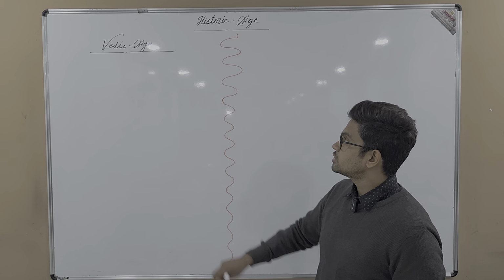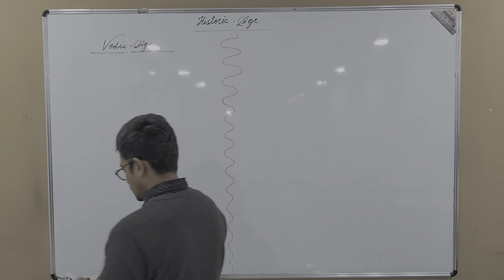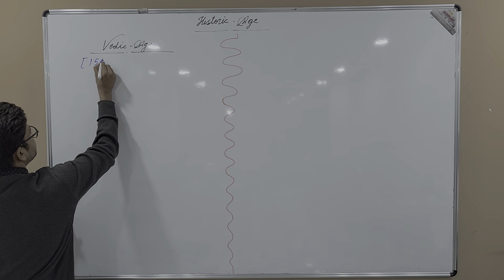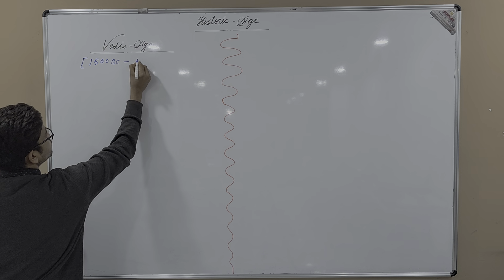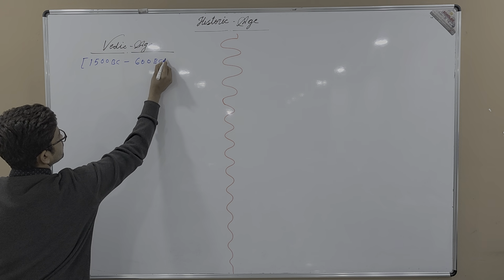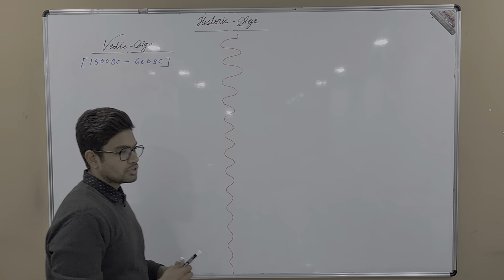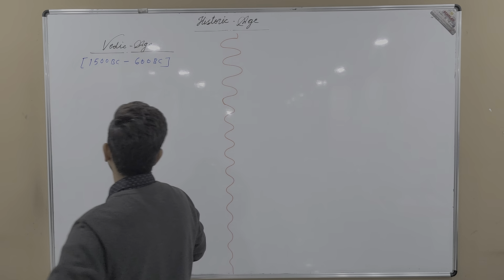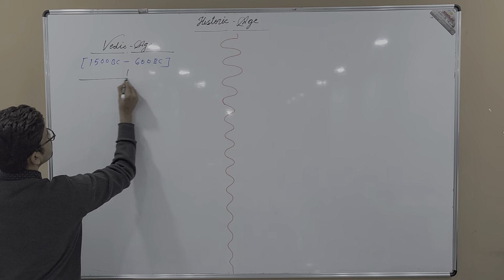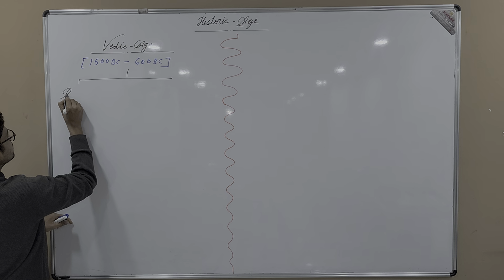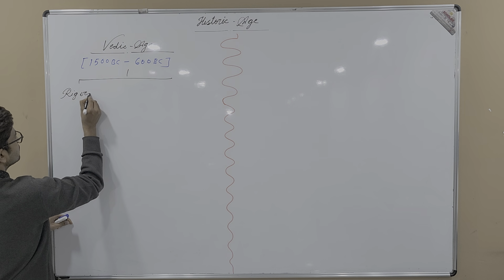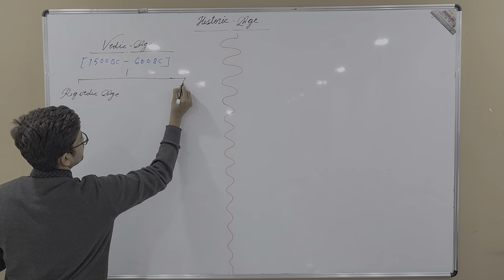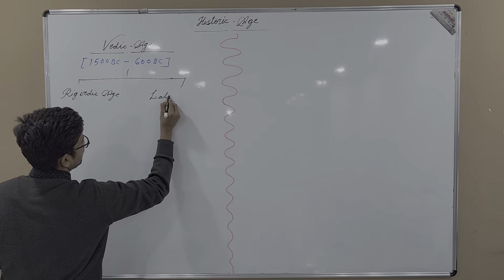This Vedic age, which was spanning from 1500 BC to 600 BC, can be divided in two parts. What are these two parts? Well, first the Rig Vedic age and second the later Vedic age.